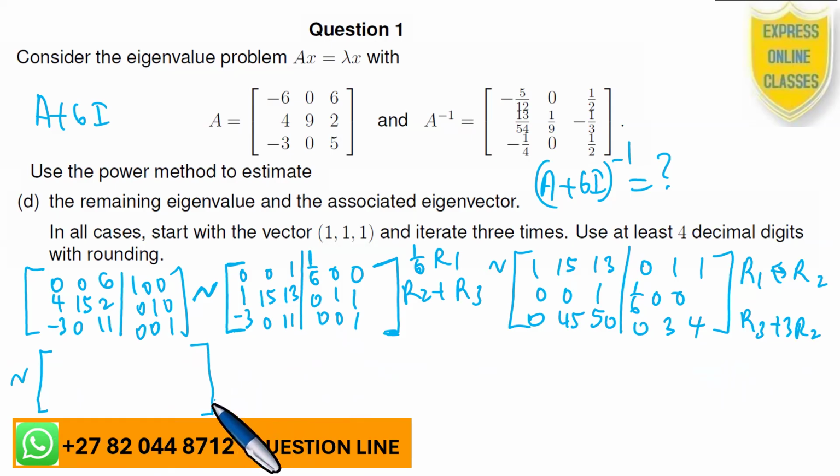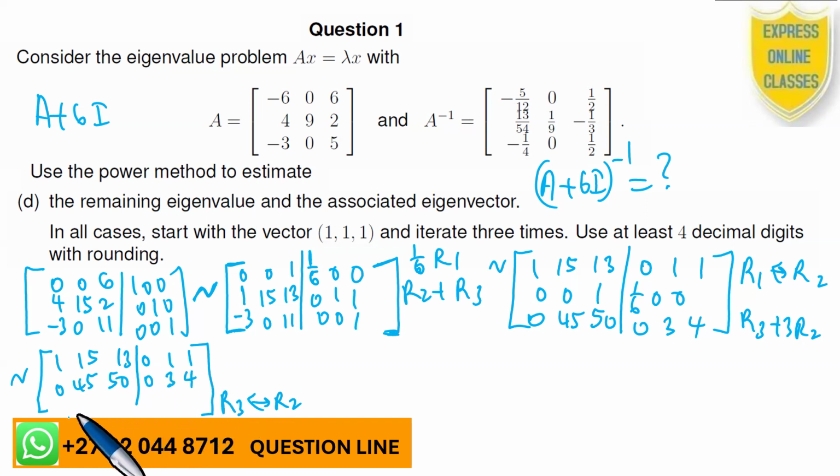Right, so let's do an interchange of the third row and the second one, which is 15, 13, 0, 1, 1, which is 0, 45, 50, 0, 3, 4, 0, 0, 1, 1 out of 6, 0, 0. Okay.